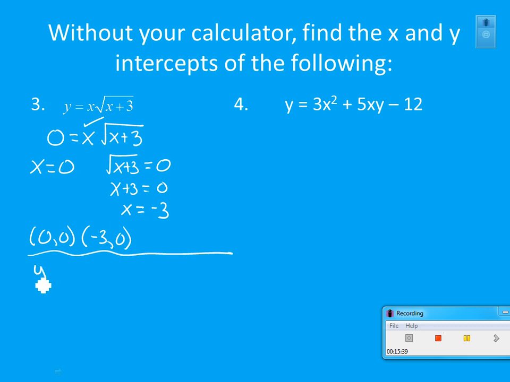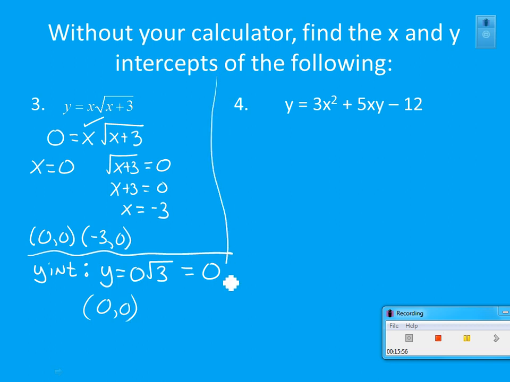To find the y-intercept, I'm going to let x be 0. So I'm going to have 0 times the square root of 3, which is 0. So my y-intercept, also through the origin, (0, 0).